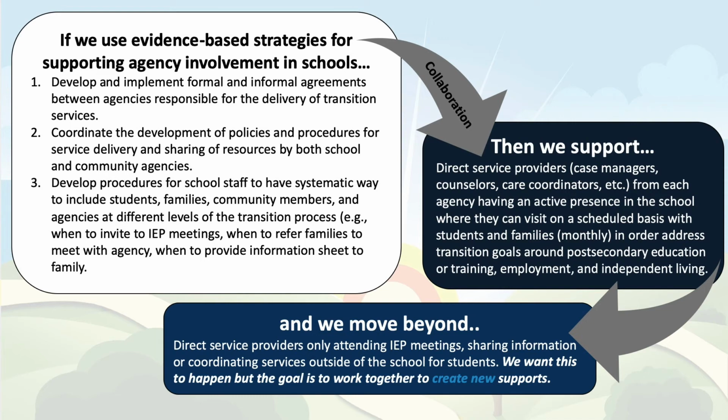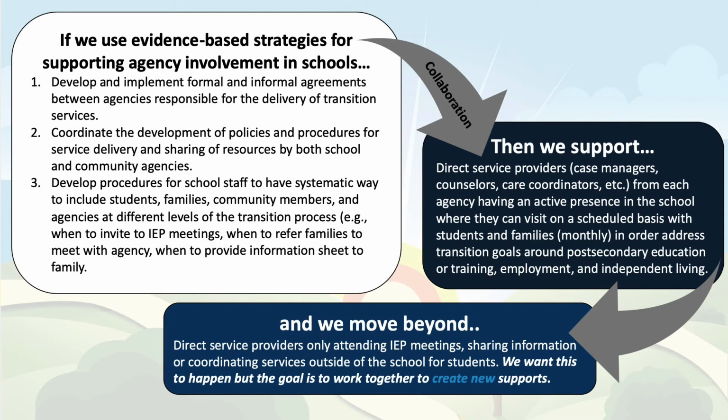So this could be when to invite different agency or community partners to IEP meetings, when to refer families to meet with agencies, and when to provide information or learning opportunities about what community partners or agencies can provide to families and young people. Then, we support direct service providers such as case managers, counselors, and care coordinators from each agency having an active presence in the school where they can visit on a scheduled basis with students and families, ideally monthly, in order to address transition goals around post-secondary education or training, employment, and independent living.